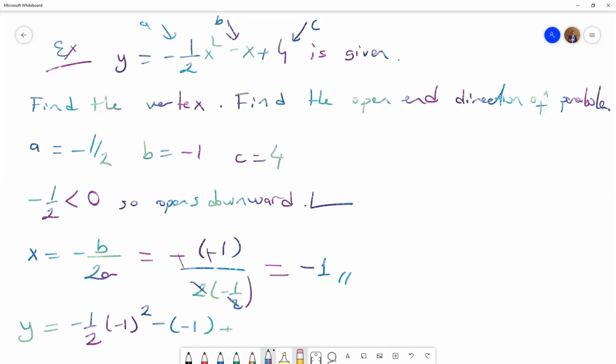And minus 1 plus 4. What's that? Minus 1 over 2 plus 5. And it is 9 over 2. That is, the vertex is equal to minus 1 abscissa and 9 over 2 ordinate. This is the answer to this question.